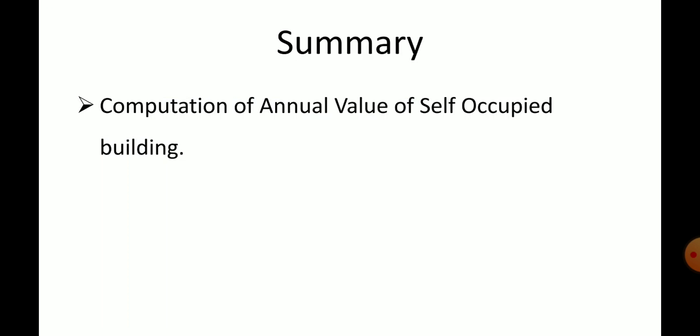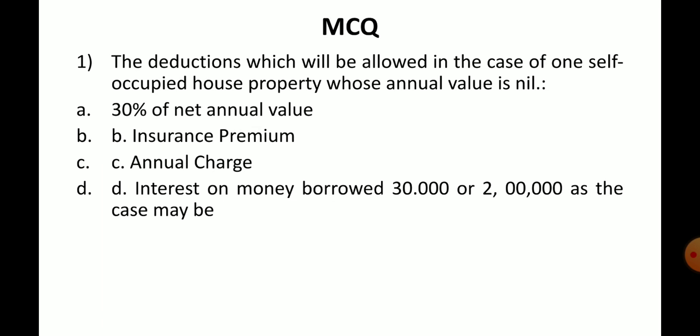These are what we have discussed as a summary, and we are going to continue with some more MCQ questions so that you understand better, and you can check to what extent you have understood yourself. The deductions which will be allowed in the case of one self-occupied house property whose annual value is nil: 30% of net value, insurance premium, annual charge, interest on money borrowed, 30,000, 2 lakh as the case may be. The answer is going to be 30,000 or 2 lakh rupees.